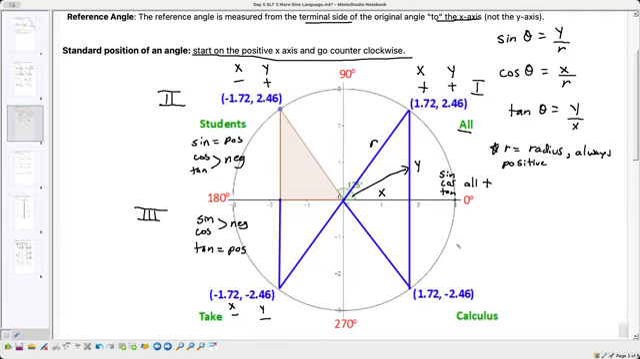All right. So here in the fourth quadrant, x is positive, y is negative. Sine is dependent on y, it's going to be negative. Cosine is dependent on x, it's going to be positive. Tangent is the division of y over x, it will also be negative.